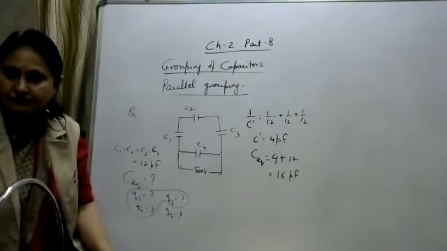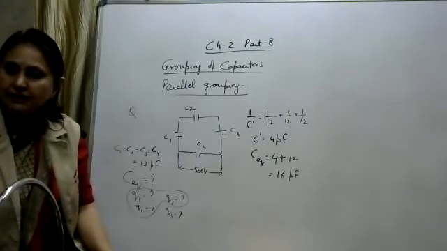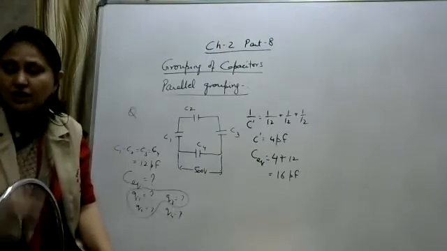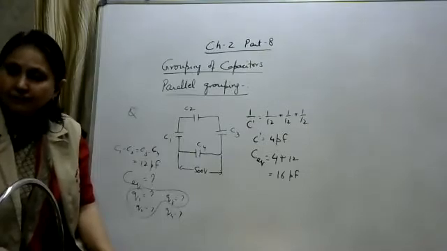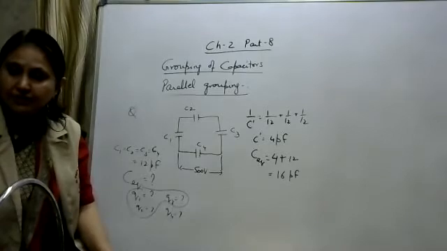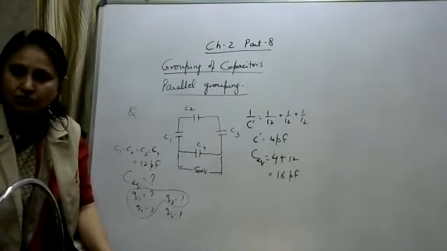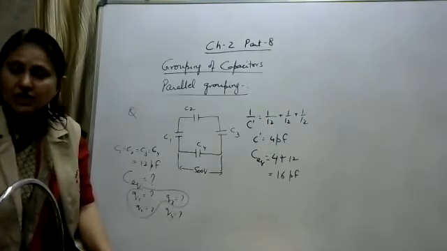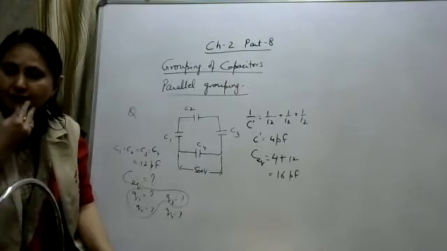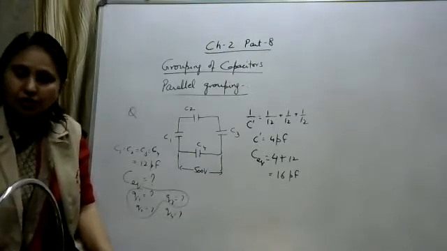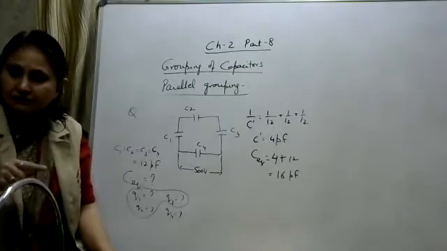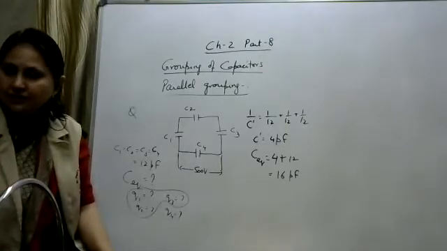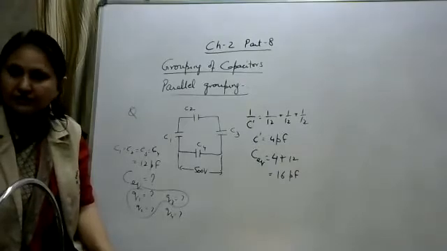Whereas when the capacitors are connected in parallel, the potential difference across each capacitor will be the same, but the charge on different capacitors will be different: Q1, Q2, Q3. The total charge will be equal to Q1 plus Q2 plus Q3. Also, the equivalent capacitance in parallel, CP, is equal to C1 plus C2 plus C3.